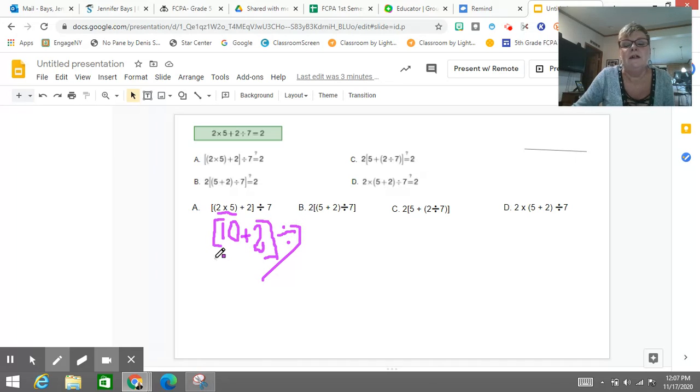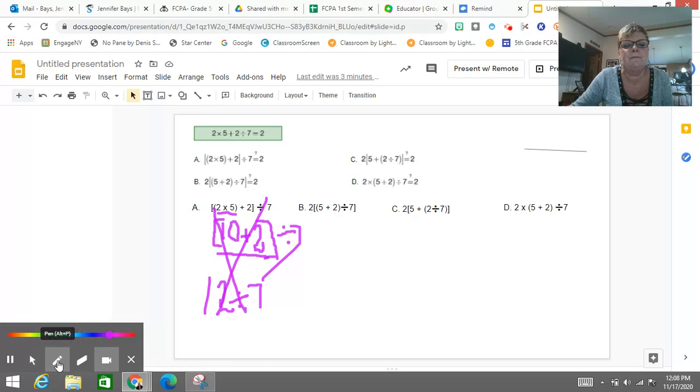Now I've got parentheses or brackets. They're the same thing. 10 plus 2 is 12. So I'm going to have 12 divided by 7. Ooh, that's going to give me a nasty number. It's not going to give me 3. It's going to give me a decimal or a fraction number. So I know that it's not A. Let's get rid of A. A is not an option.